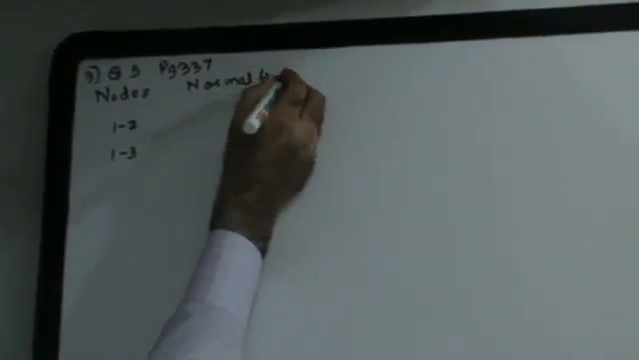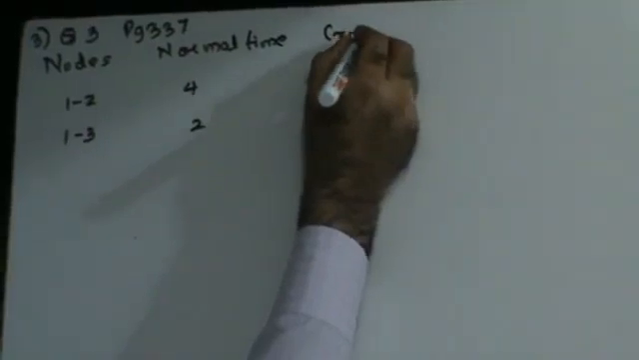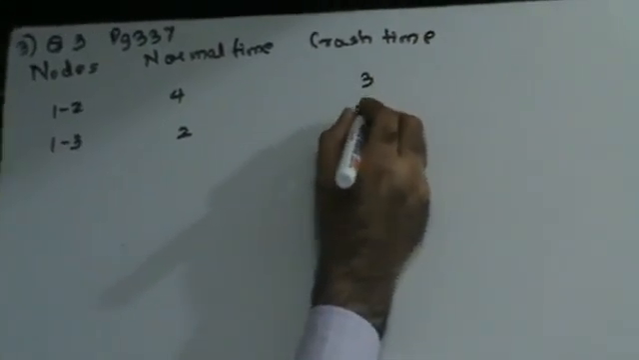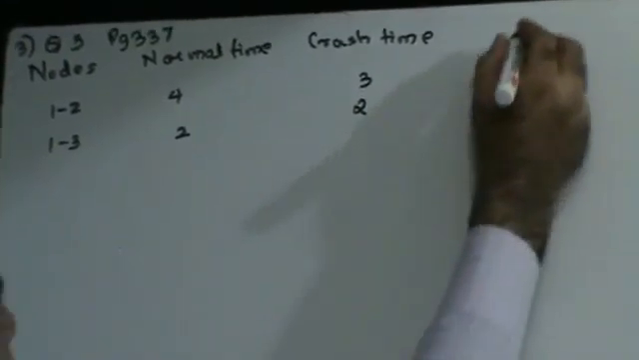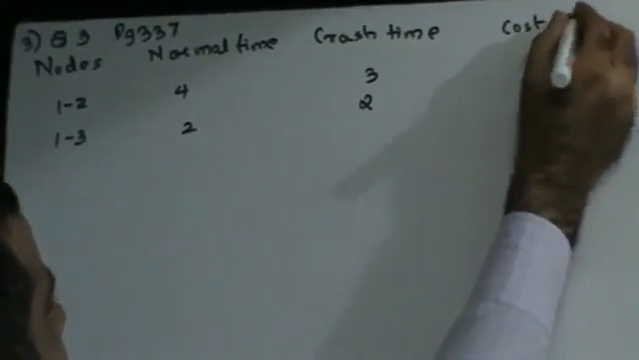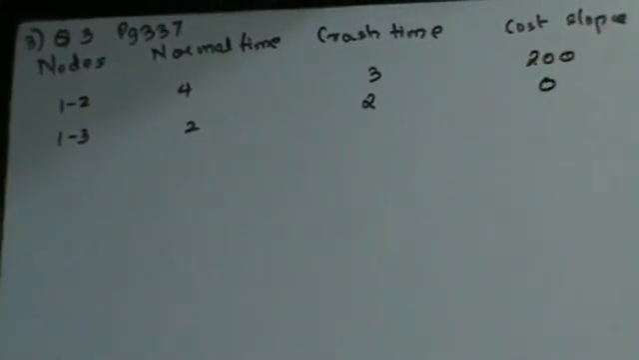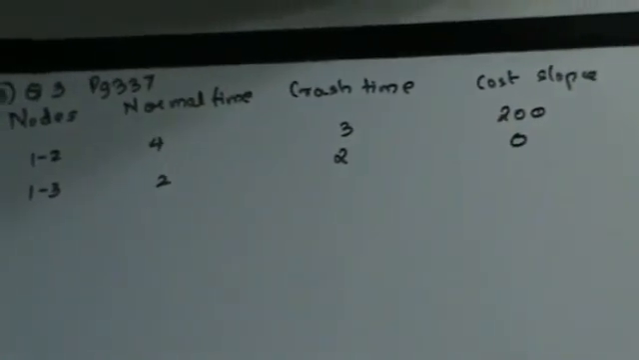1 to 2, 1 to 3, normal time 4 days, 2 days, crash time 3 days, 2 days, cost slope 200, 0. Right, let's continue with the sum.